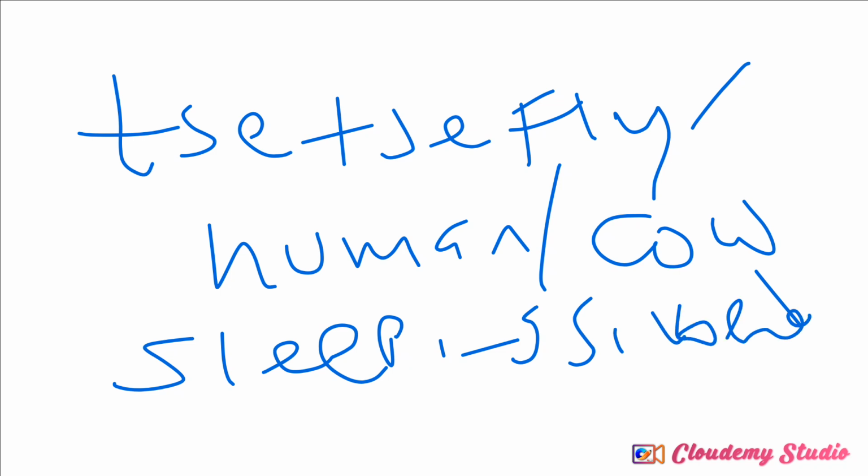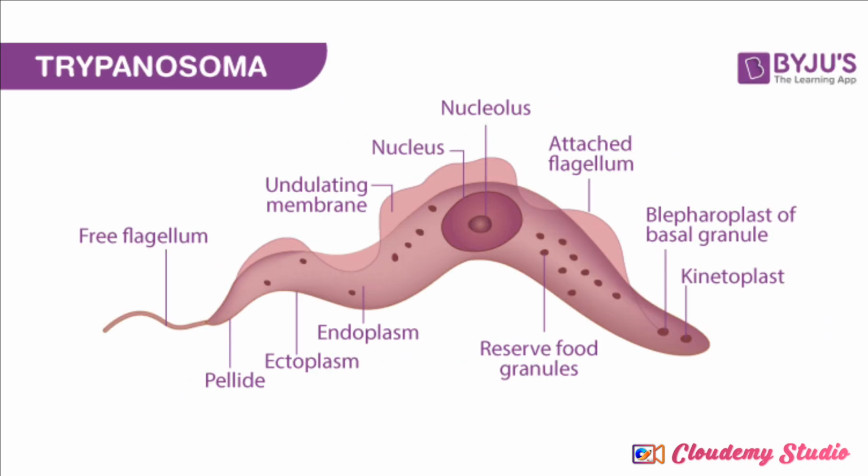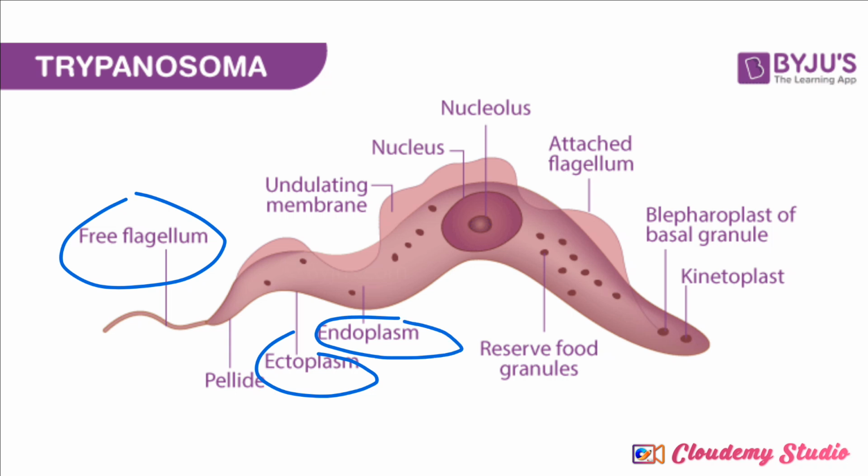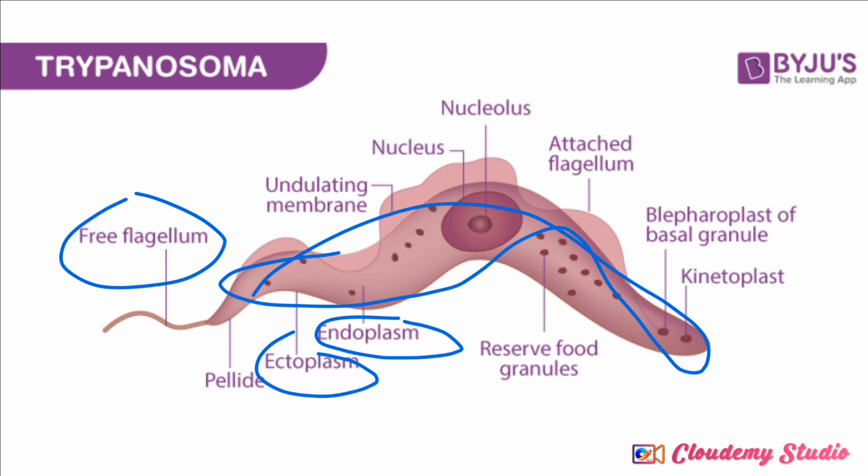Now, look at their structure. They have a flagellum for their movement. You understand? They have an ectoplasm and they have the endoplasm. The endoplasm consists of all their organelles, just like a cytoplasm. They have the nucleus, which is the life of the cell.